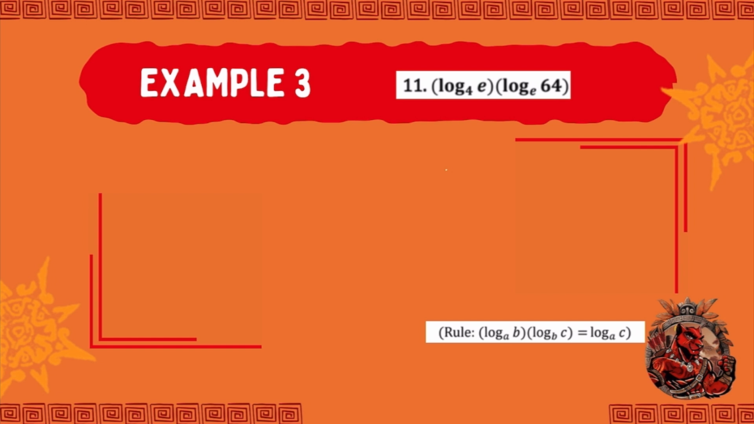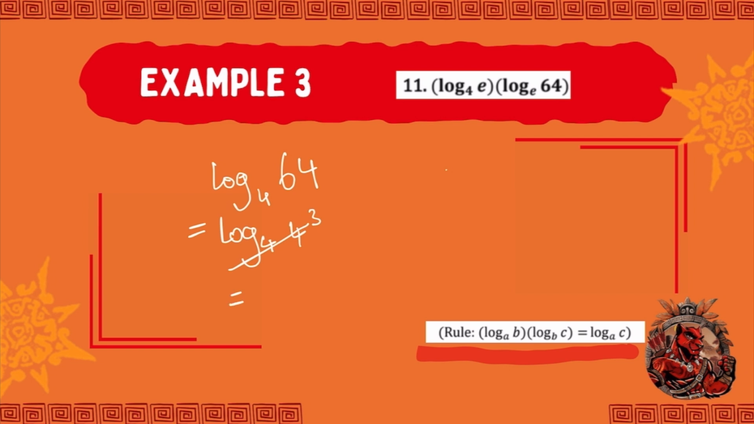To solve this, we're going to be using this very useful logarithm rule right here. You can pause this video so you can try to solve it yourself. So in our case, A equals 4, B is e, and C is 64. So just by plugging our numbers into this rule, we're going to get our final answer, log base 4 of 4 to the power of 3, which then gives our final answer, 3.